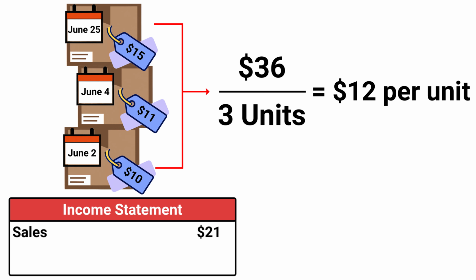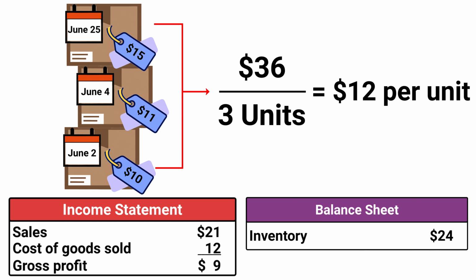Because we sold 1 unit, we report $12 as cost of goods sold on the income statement. And because we have 2 units left in inventory, we multiply that by the $12 weighted average cost to get $24 reported on the balance sheet.